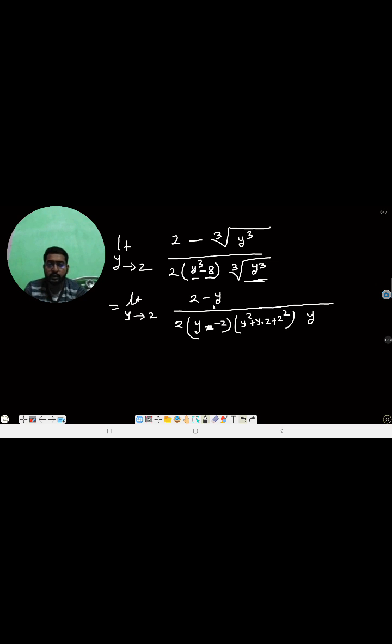Now we can see this is 2 minus y, this is y minus 2, both are the same but with opposite signs, so we can cancel out and the answer will be minus 1. So what will be the last answer?